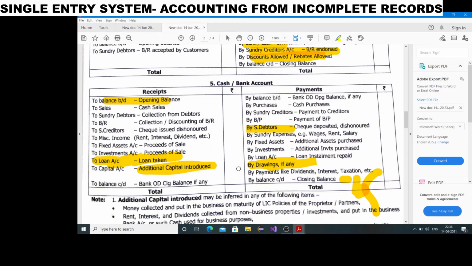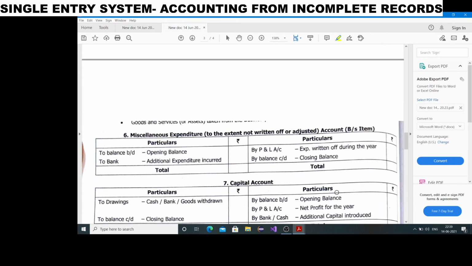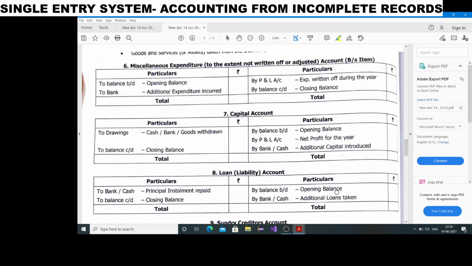Any of the information will be given in the question, and the remaining, for example, you find the closing balance of cash or bank. This closing balance will be depicted in your closing balance sheet on 31st March. So this balancing figure will be stated over there. In the question you will be given the information, and accordingly when we prepare these accounts, we find the balancing figure.